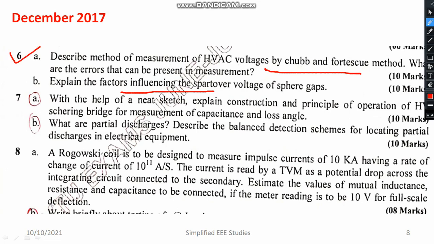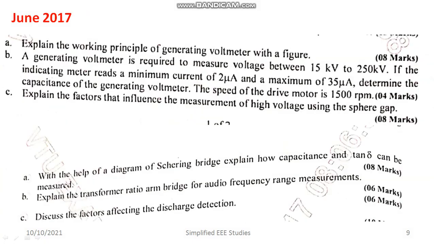Then Schering bridge, one of the very important concepts. How to measure the dielectric loss using the Schering bridge, and what do you mean by partial discharge, all are repeated. Then the problem on Rogowski coil, that is yet to be covered. I will do that as soon as possible and update it in the high voltage engineering playlist. Please give me some time.